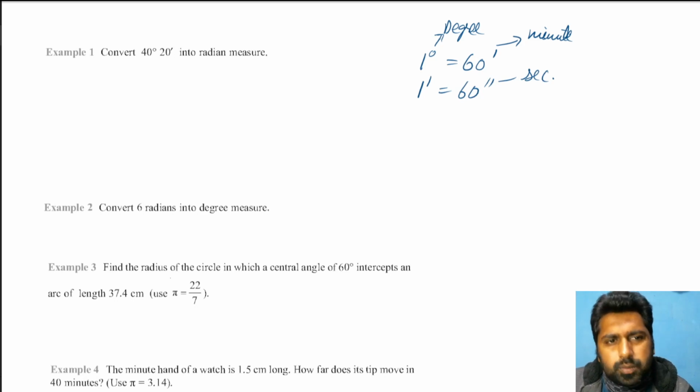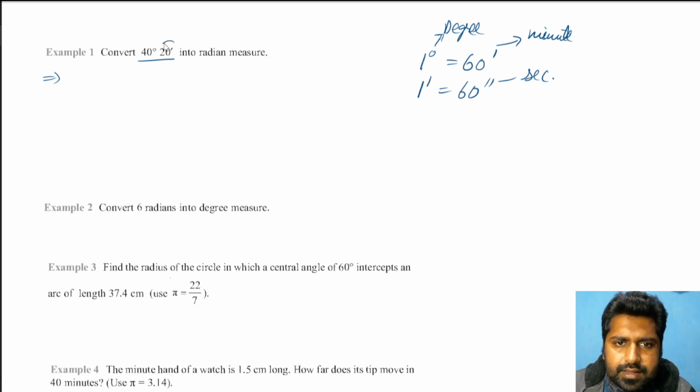Now let's see how it's so useful. Look at this question. This is 40 degree 20 minutes, convert into radian. Now I told you, in order to convert into radian, you multiply degree with pi by 180. But what is the problem right now here is this 20 minutes, 20 dash. So 40 degree is okay. I have to convert 20 minutes into degree first of all. So this is 40 degree and this is 20 minutes.